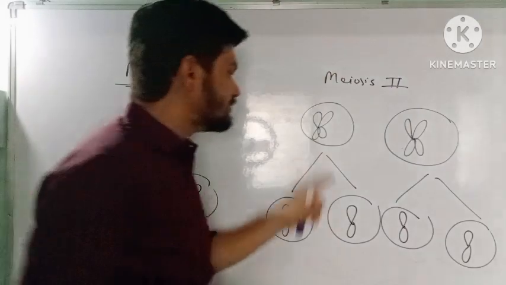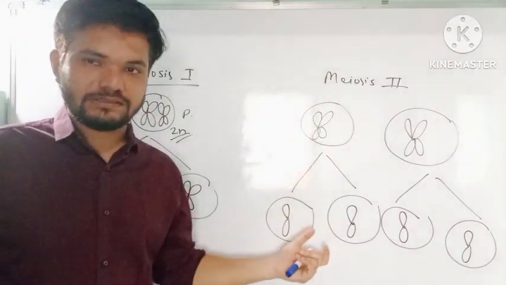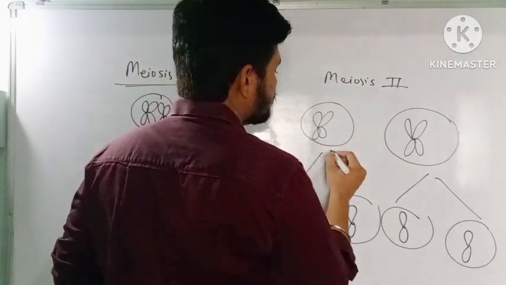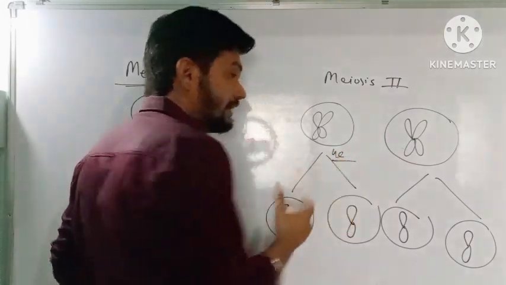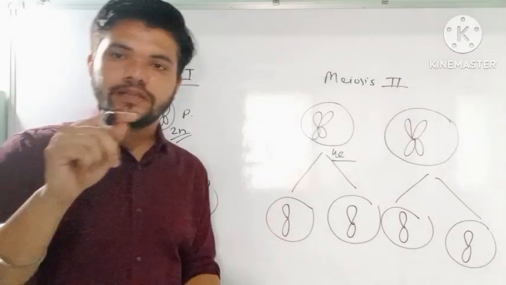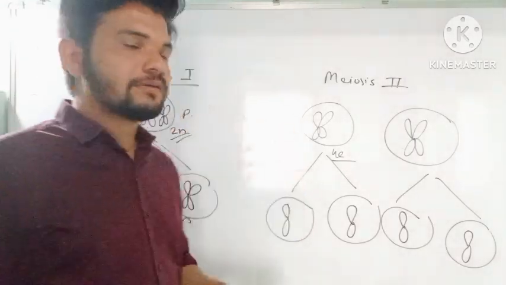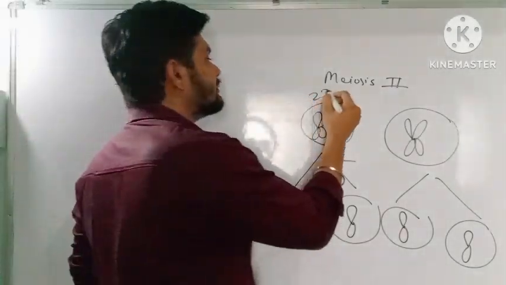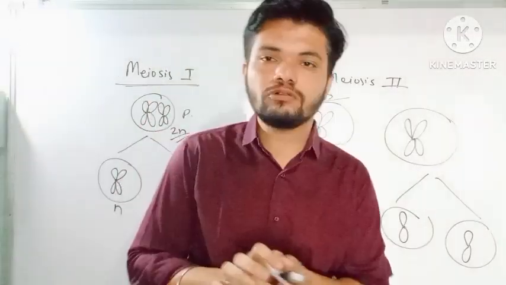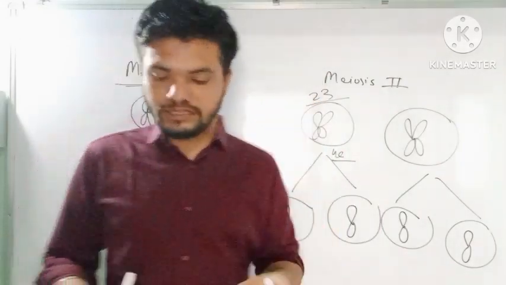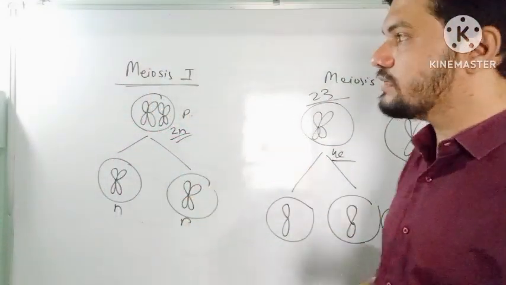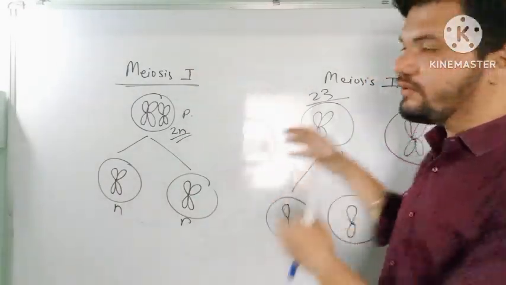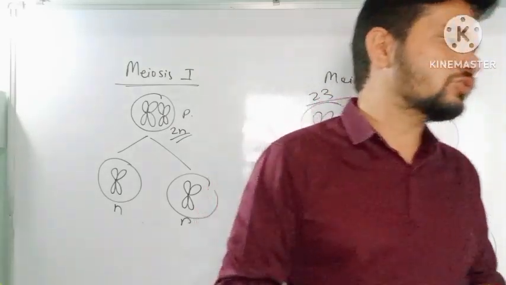But remember one thing: the DNA content is less than in the parent. If this cell has 4C DNA content, then these cells will have only 2C DNA content. But the chromosome number is not getting reduced here: if these cells have 23 chromosomes, then the daughter cells will also have 23 chromosomes. So these are a few things you should notice about meiosis. Let's learn about meiosis 1 first, then we will move to meiosis 2.